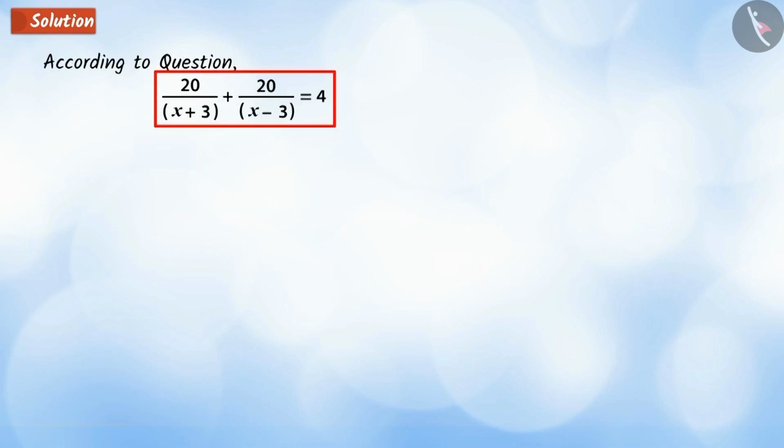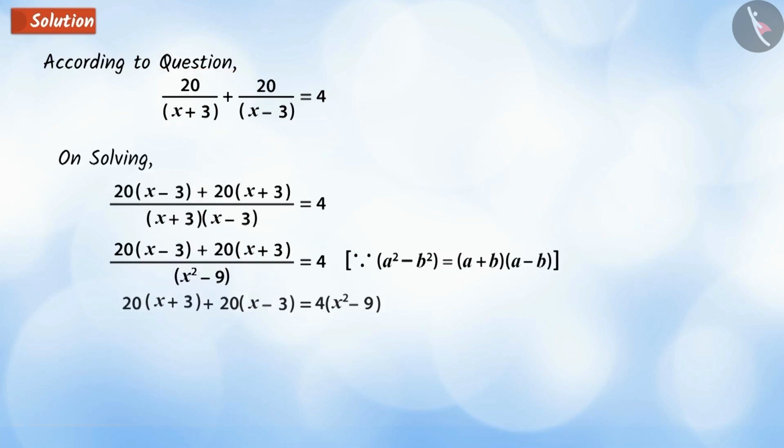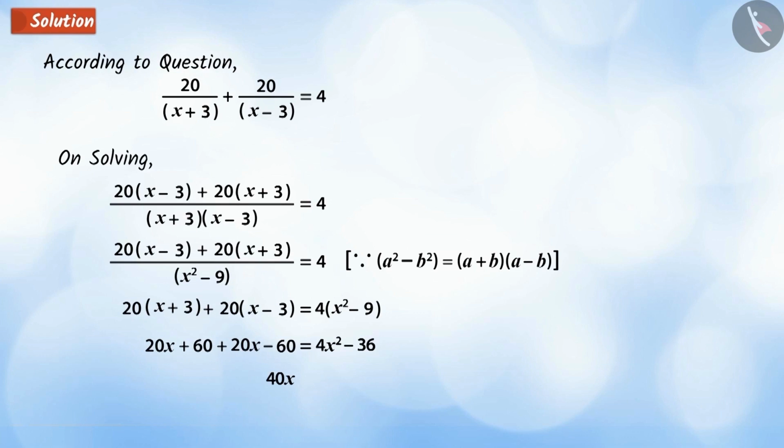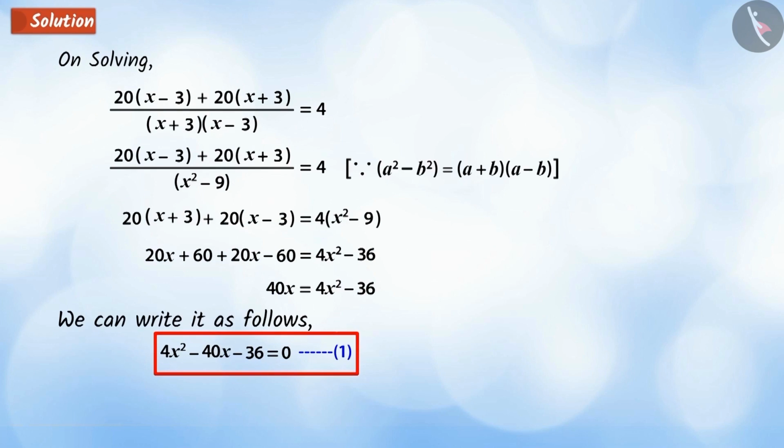According to the question, Tarun spent 4 hours on the ship. That is, by simplifying the above equation, we get 40x equal to 4x to the power of 2 minus 36. It is denoted by equation 1, which is a quadratic equation. You must remember what we did in the previous video to solve this type of question.